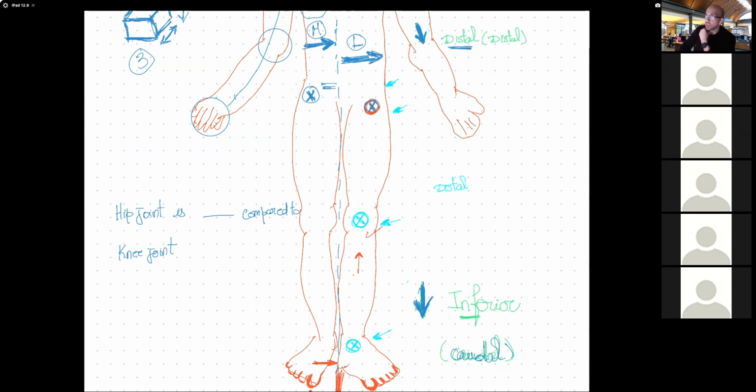Hip joint is what compared to the knee joint? Remember, this hip joint is closer to the point of origin compared to the knee. So what do we describe this as? It's more proximal.